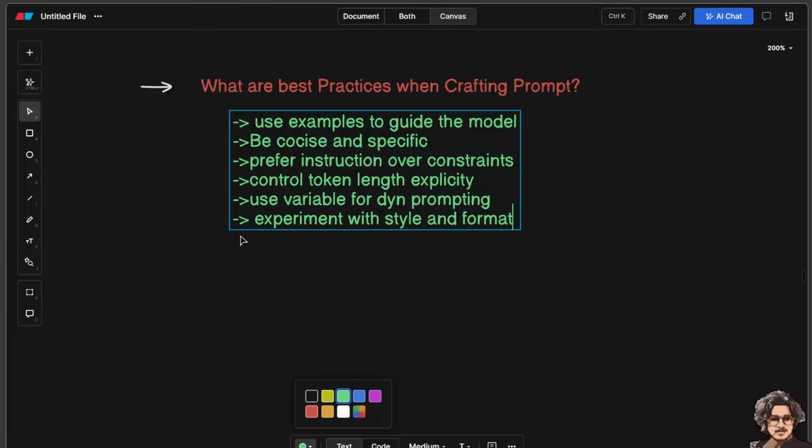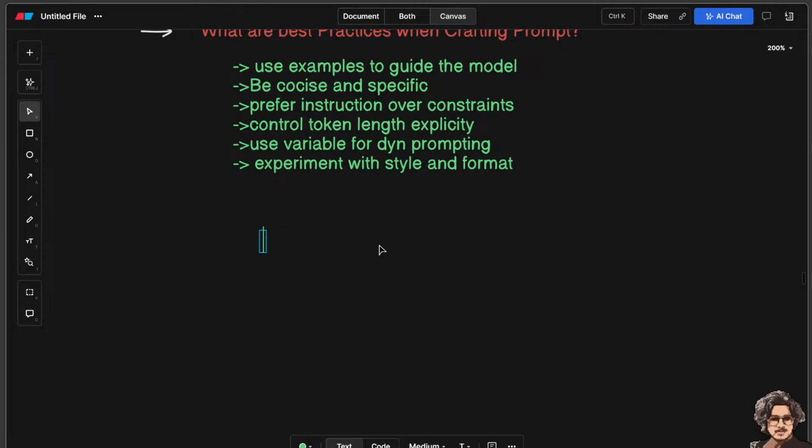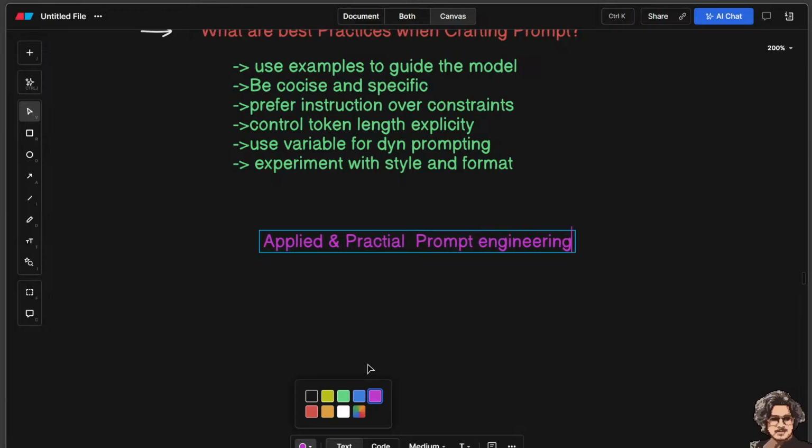Another question is how you design a prompt to extract structured data from unstructured input. This one is the advanced version, where we are using applied and practical prompt engineering questions.